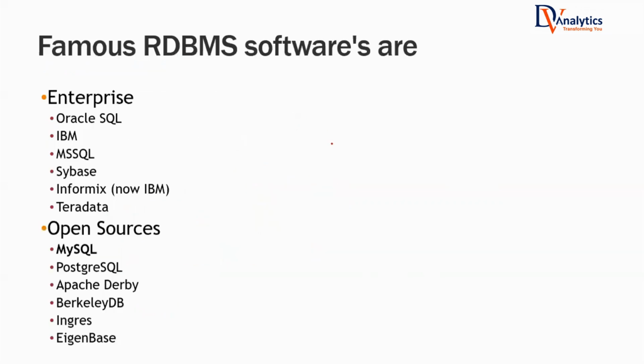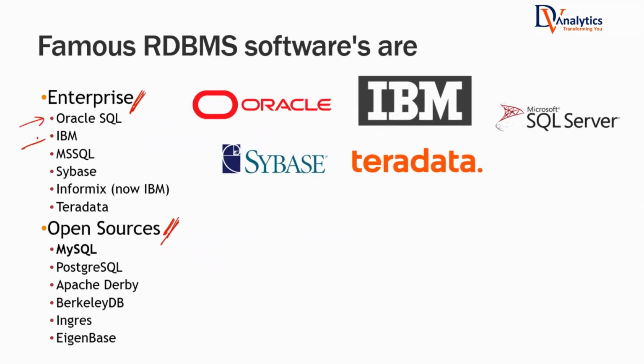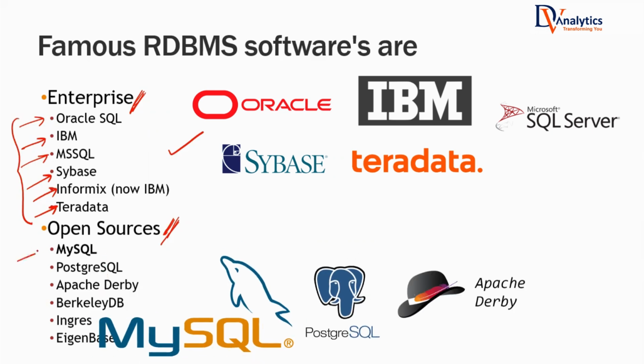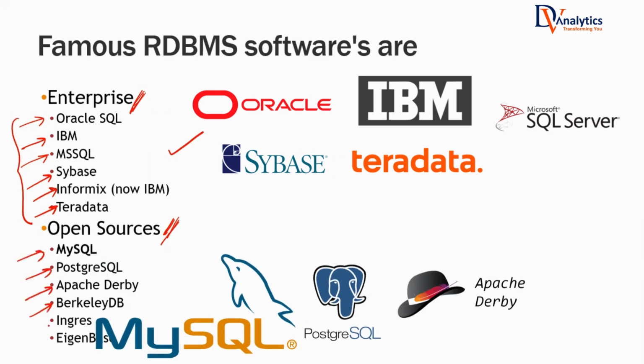What are some of the famous RDBMS softwares that are available in the market? There are some enterprise products, there are some open source products. Enterprise products means you have to pay the licensing fee. Open source means you can download and use them. Oracle SQL, IBM SQL, MS SQL, Microsoft SQL, Sybase, Informix, Teradata. These are all the enterprise-based RDBMS softwares, database management systems. MySQL, PostgreSQL, Apache Derby, Berkeley, Ingres. These are all the open source ones.